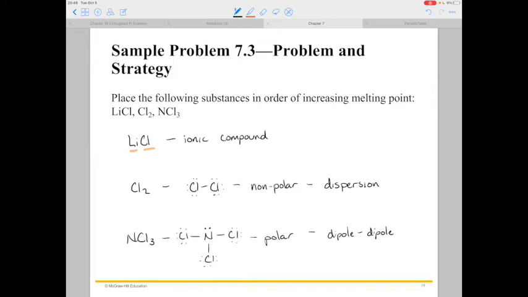So in order of increasing melting point, the lowest melting point, the one that's going to be easiest, is this one, the nonpolar molecule held together only by dispersion forces. Chlorine, Cl2, is actually a gas at room temperature. The intermolecular forces are so weak. The second highest melting point is going to be the nitrogen trichloride. I'm pretty sure that's a liquid at room temperature, held together by these dipole-dipole interactions. And then the strongest is going to be the ionic compound held together by those electrostatic or ionic bonds.